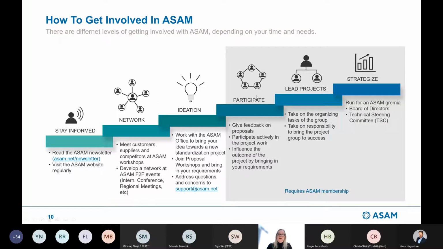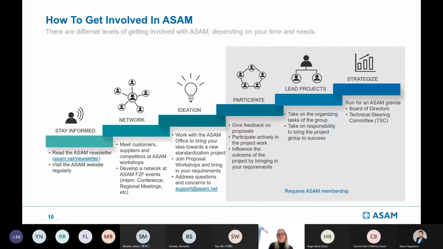But you do have to become an ASAM member once the project group starts. Proposal workshops like today are still open for everybody, no membership required. Participation in the project, so if this becomes a project, will require ASAM membership. But you have time to decide whether this is important for you or not. The advantage here is you can give feedback. You have the possibility to really shape that standard, to develop it according to your needs and your requirements.